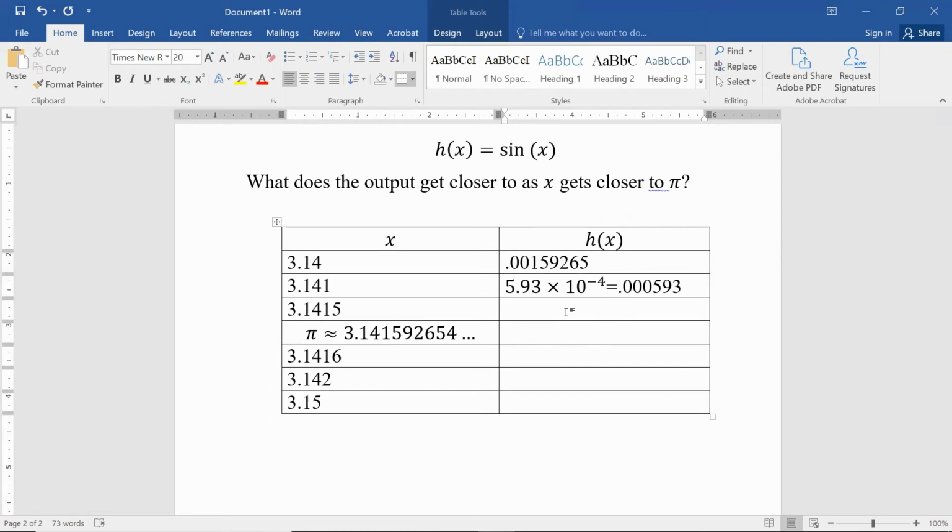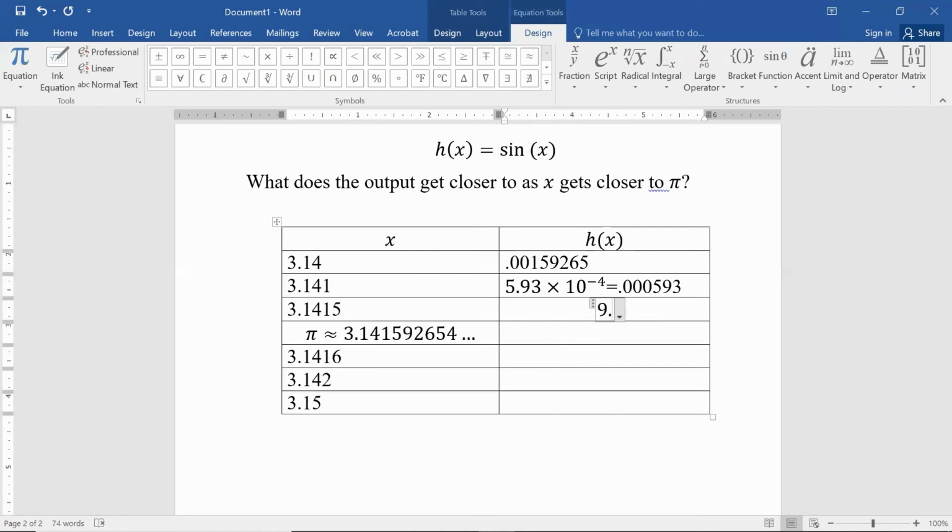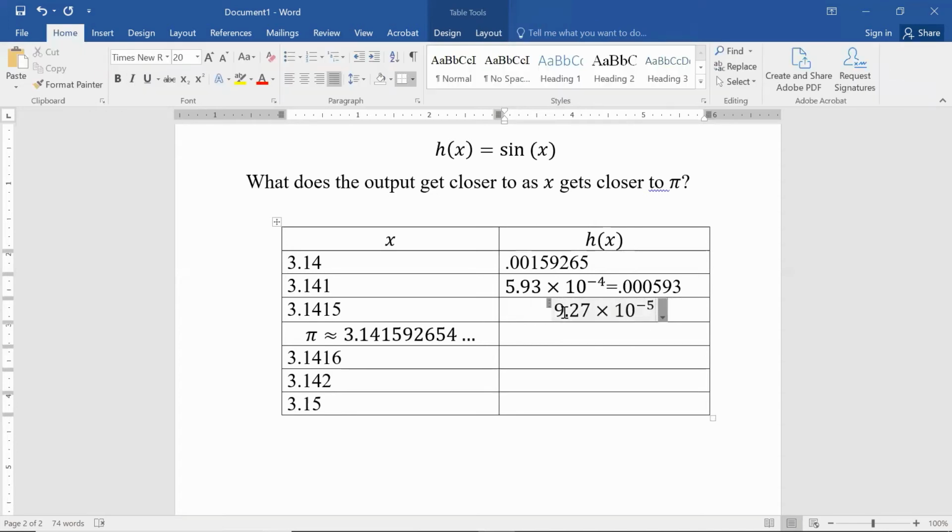If you go 3.1415, that's an even smaller number, 9.27 times 10 to the -5th. And that is like 0.00009 and so on. Again, I'm just kind of rounding these things, but that's the idea. So you can see you got nearly 0, and then this got even closer to 0, and then this got even closer to 0, right?